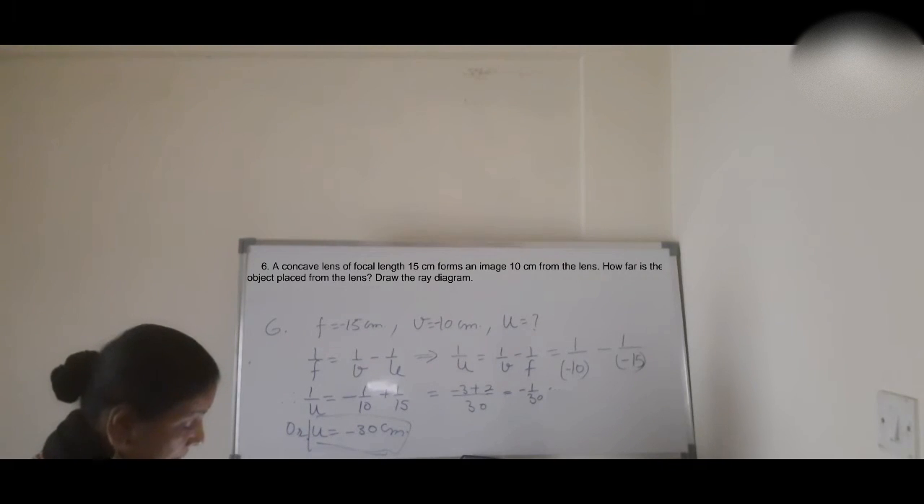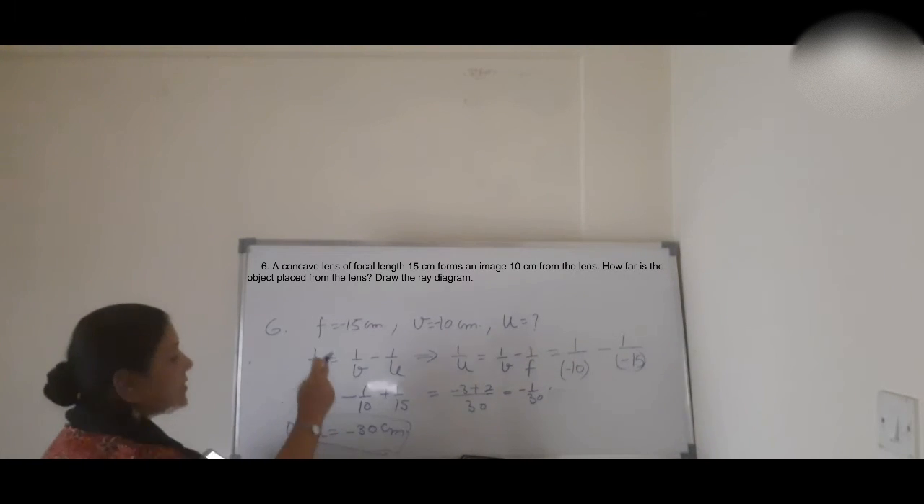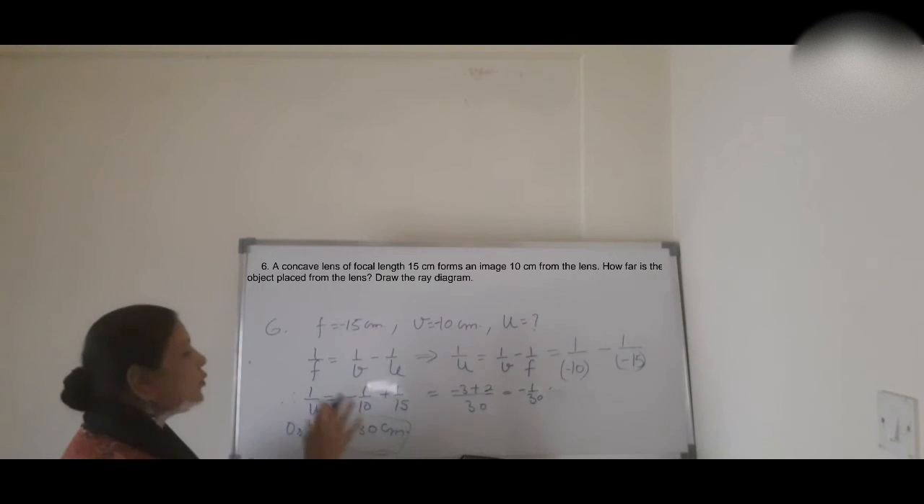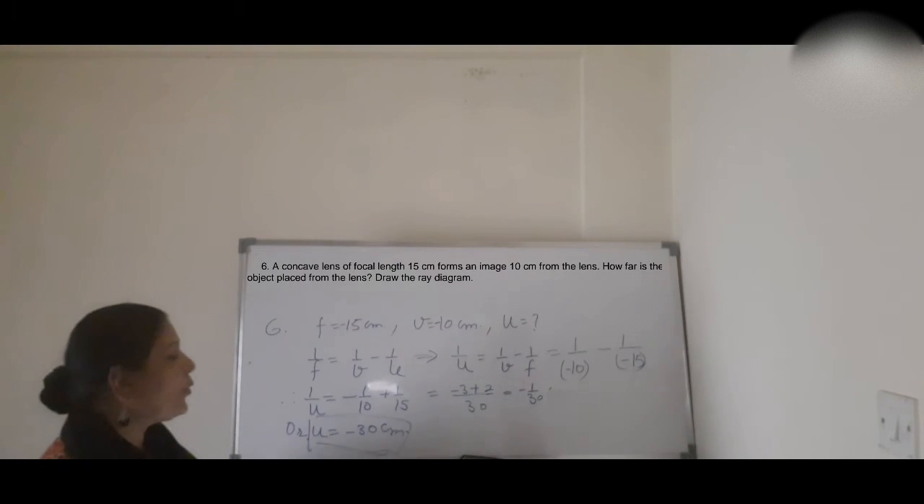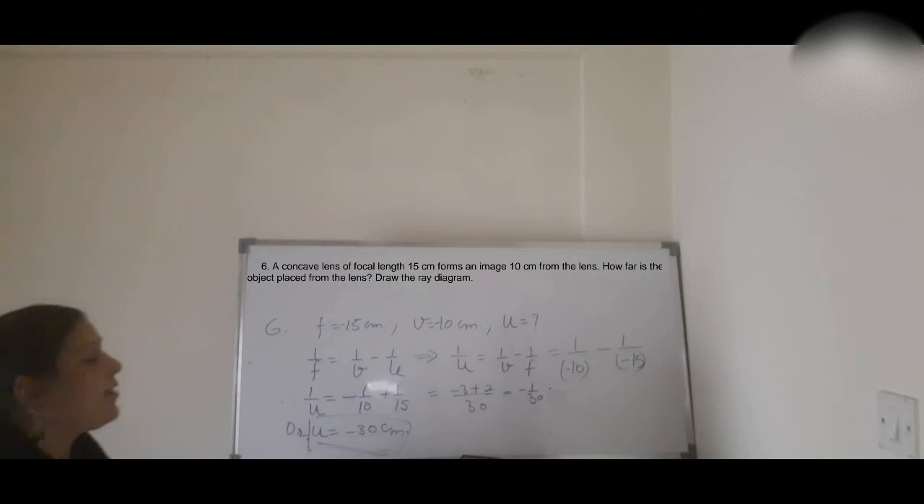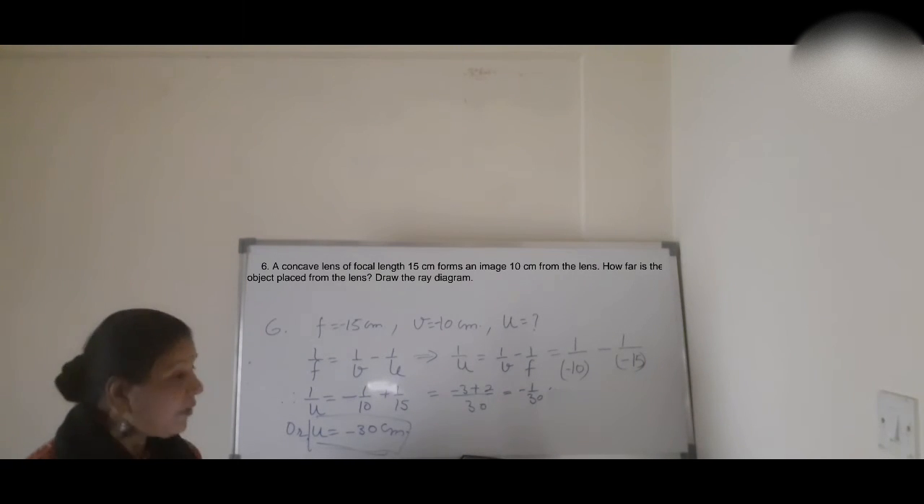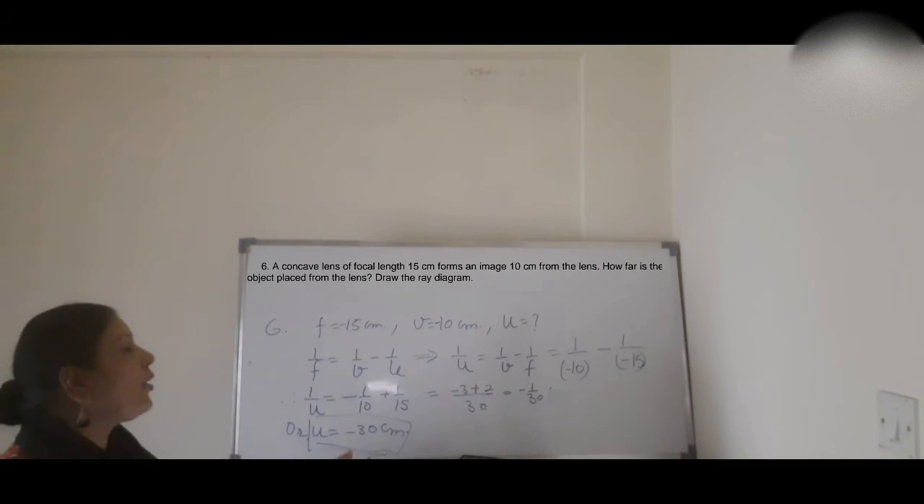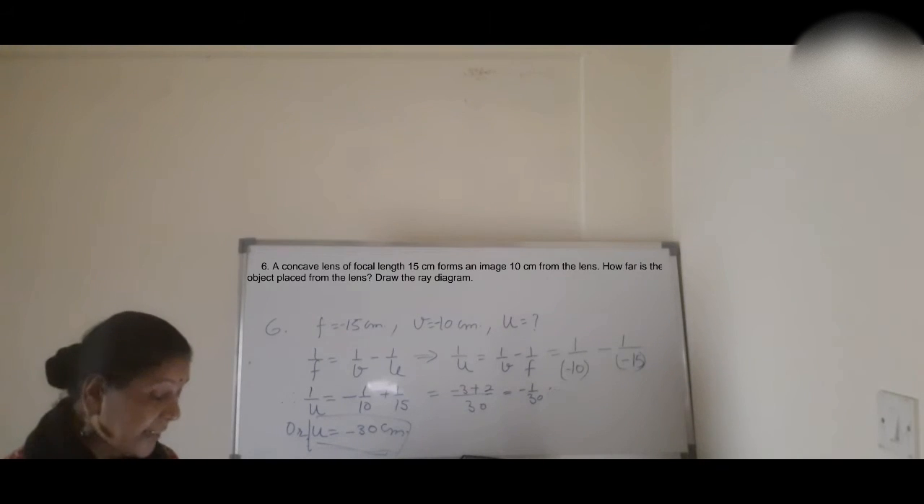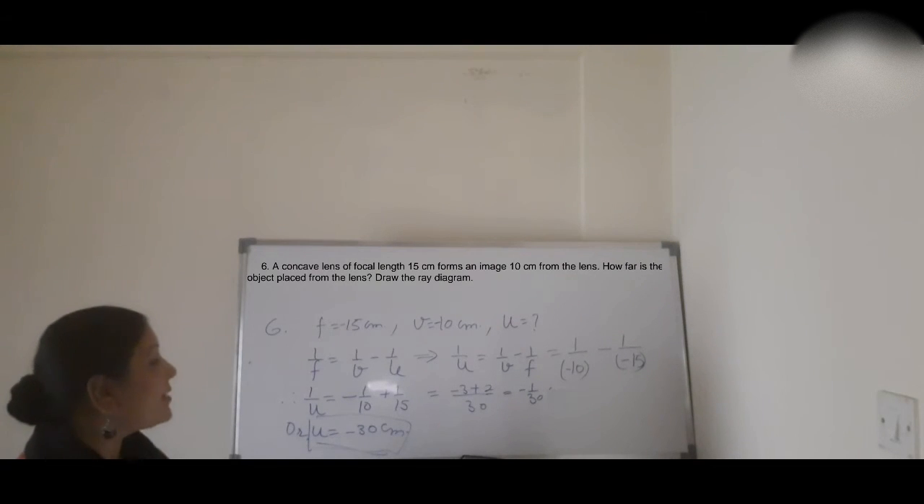You have to just draw the ray diagram. So we know that v is equal to this much. I hope it's clear to you. 1 upon f is equal to 1 upon v minus 1 upon u. From the formula, I have taken 1 upon u is equal to 1 upon v minus f. For a concave lens, v and f are always negative, so it is easy for us to understand. We found that 1 upon u is equal to minus 1 by 30, so u is equal to minus 30.